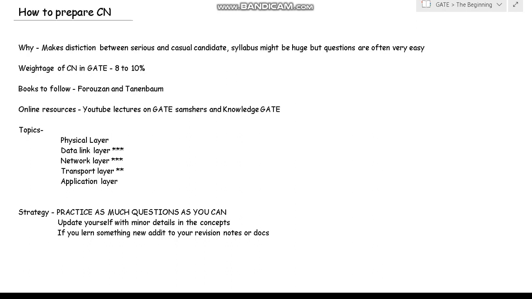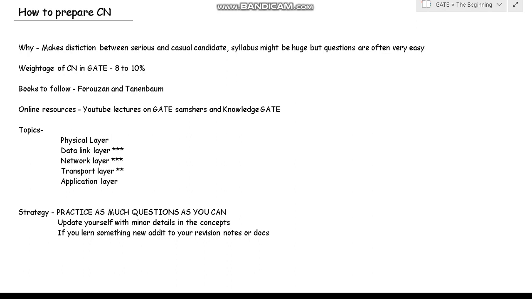Because the fact, which I realized later, is that even though CN might look vast, the questions on the CN are very easy to answer most of the time. But what happens is that we never have that much coverage of the syllabus. That's why we tend to avoid the CN. So even though you might find computer networks a very difficult subject, trust me, once you cover the syllabus, it's very easy to answer. But the main problem comes in covering the syllabus.